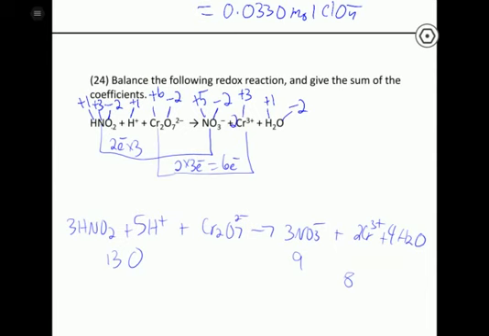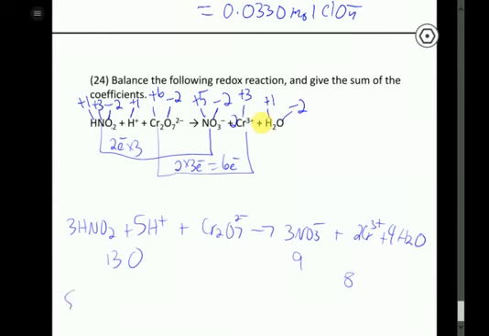So now the question here is asking for the sum of the coefficients. We have a 3 in front of HNO2, a 5 in front of H plus. Remember that if there's no coefficient, that means it's 1. We have a 3 in front of nitrate, a 2 in front of chromium 3 plus, a 4 in front of water. So if I added those correctly, that's a sum of 18. So the sum of all the coefficients is 18.